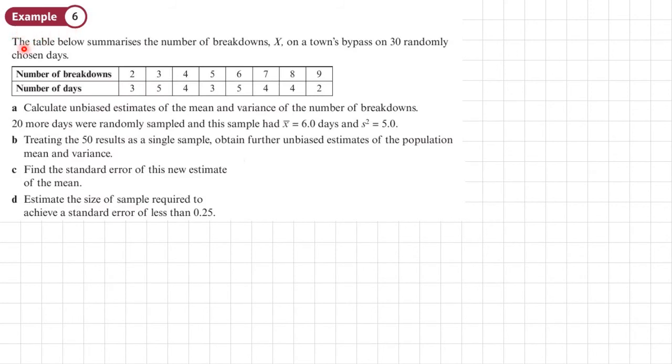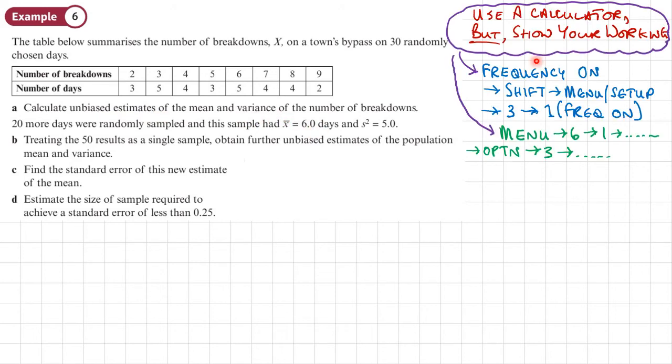Okay, example 6. The table below summarises the number of breakdowns x on a town's bypass on 30 randomly chosen days. And the table is here. I want to start by calculating unbiased estimates for the mean and variance of the number of breakdowns. Okay, now to make this easier, we're actually going to use our calculator to calculate our summary statistics. So I've got the instructions here. You need to make sure that frequency is on, because it's like a frequency table here, and I've given instructions in blue on how to do that.